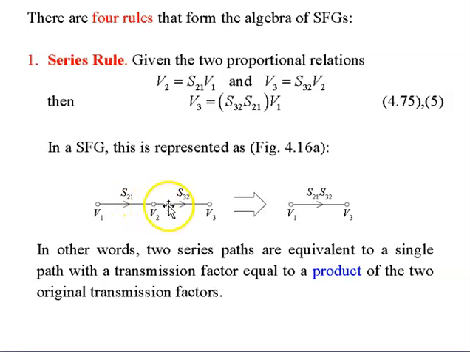So combining this signal flow graph, you will have V1 and V3 and then S21, S32. That's why you will have the last equation over here: V3 is equal to S32 S21 times V1. In other words, two series paths are equivalent to a single path with a transmission factor equal to the product of the two original transmission factors. Here you have the multiplication between S21 and S32.